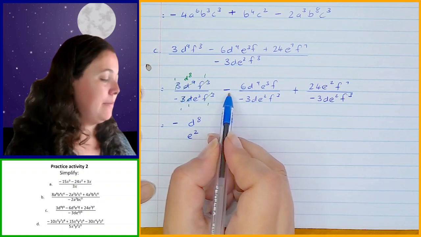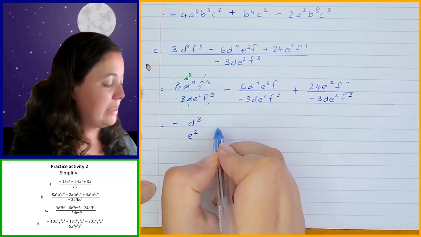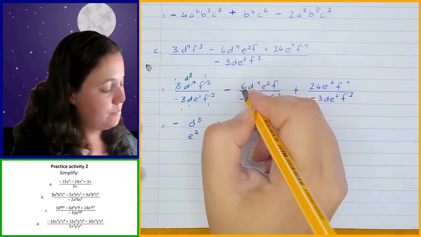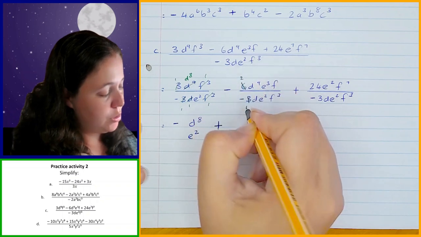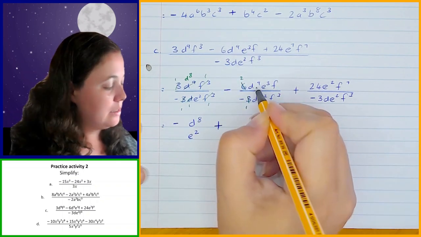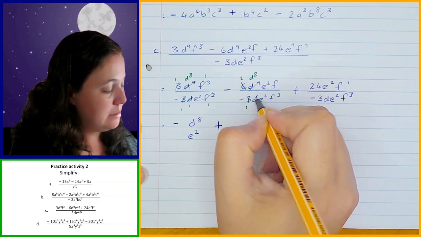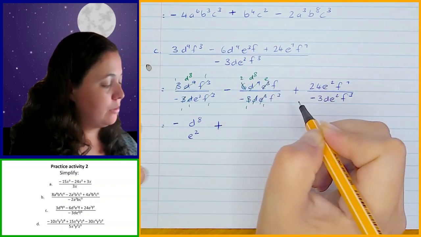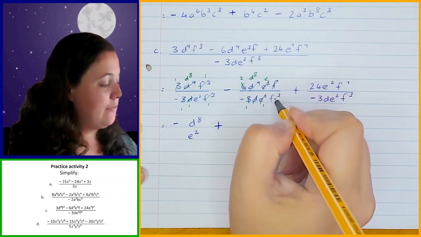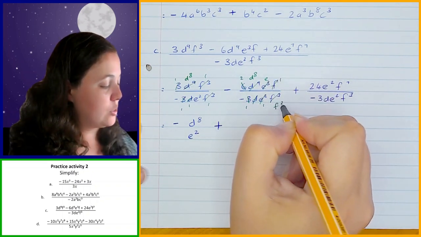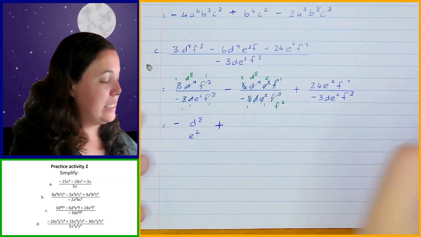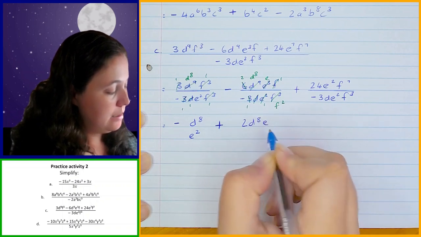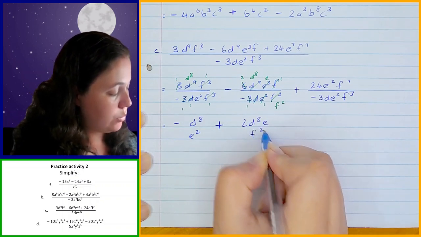Then I've got minus and negative divided by negative, that is plus. The 6 and the 3 simplify to give me 2 and 1. D to the power of 9 and D give me D to the power of 8, and that cancels. E cubed and E squared give me E on the top and the E on the bottom, E squared on the bottom cancels. And then the F and the F cubed give me 1 on the top and F squared on the bottom. So for this one, I end up with 2D to the power of 8 E over F squared.